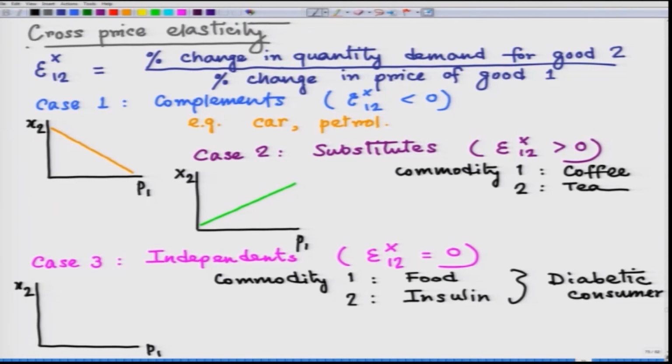So, in that case it does not matter what is the price level for food, the diabetic patient will use the same level of insulin as prescribed by the doctor. So, we have seen now the role of cross price elasticity on various types of demand. Now, let us go on to study index numbers.